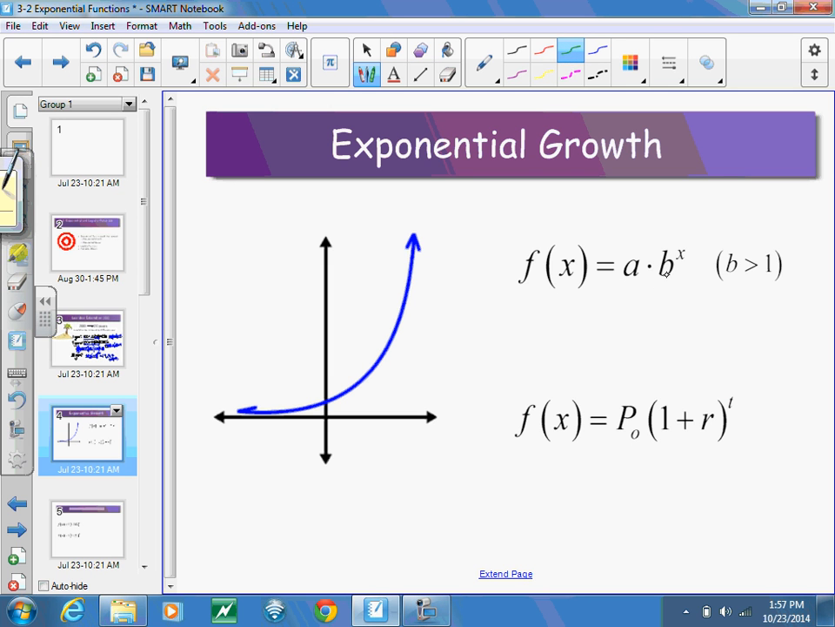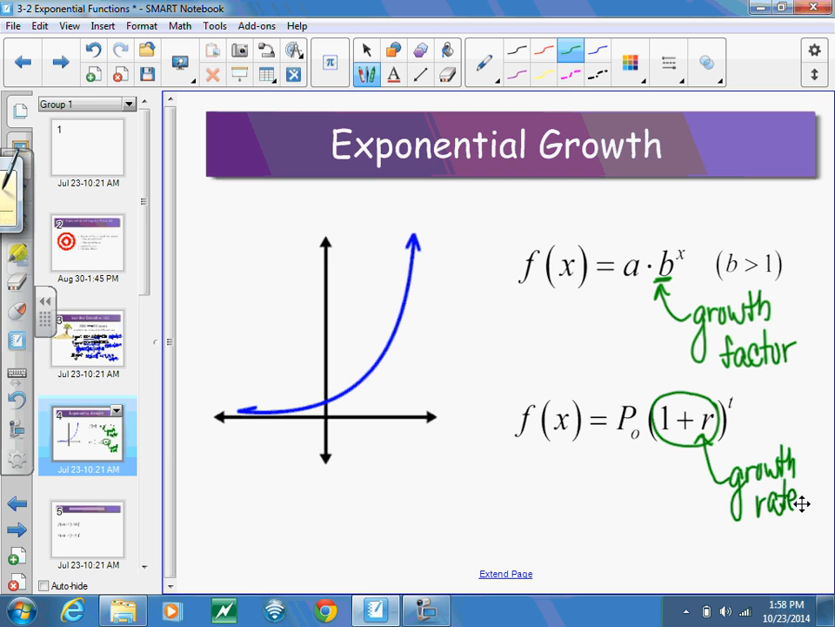Because what I'm saying with exponential growth is that b, which we call the growth factor, has to be greater than 1 in order to be exponential growth. How I'm using the function down below is 1 plus r. What you're doing here is taking 1 plus the growth rate.